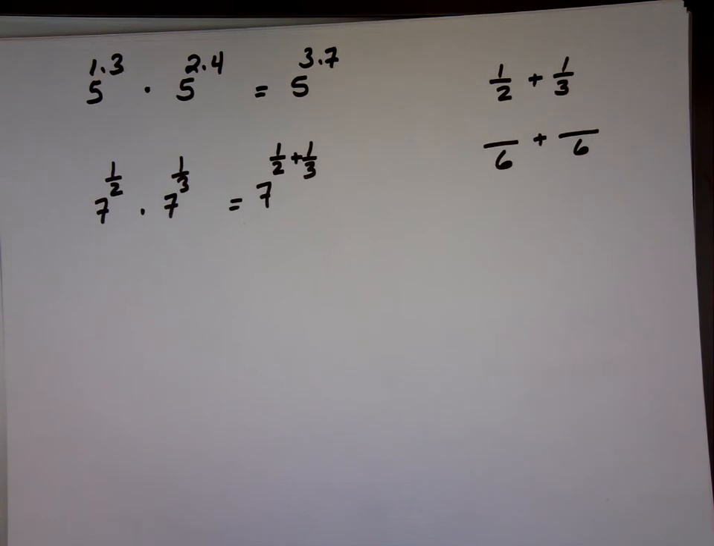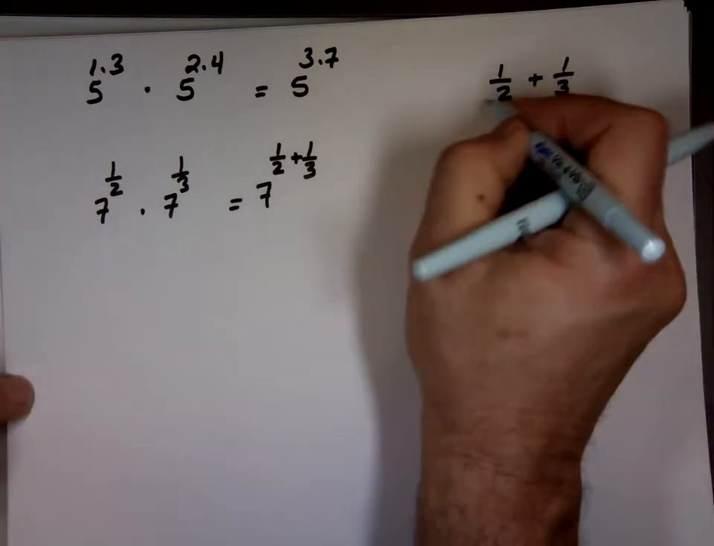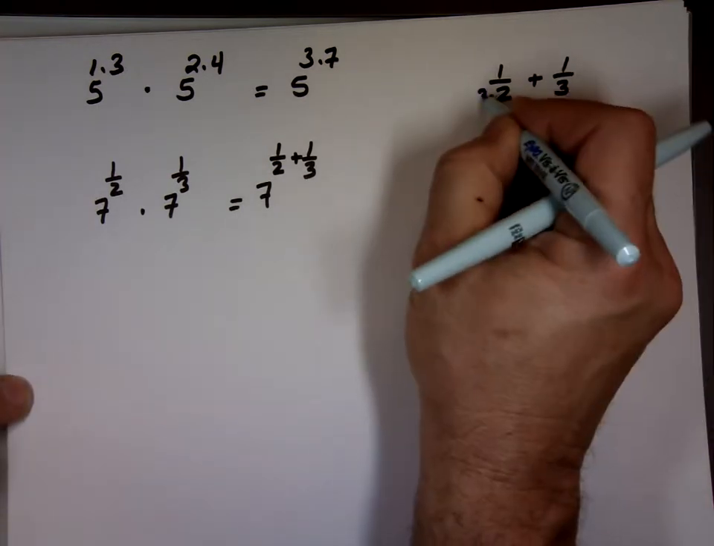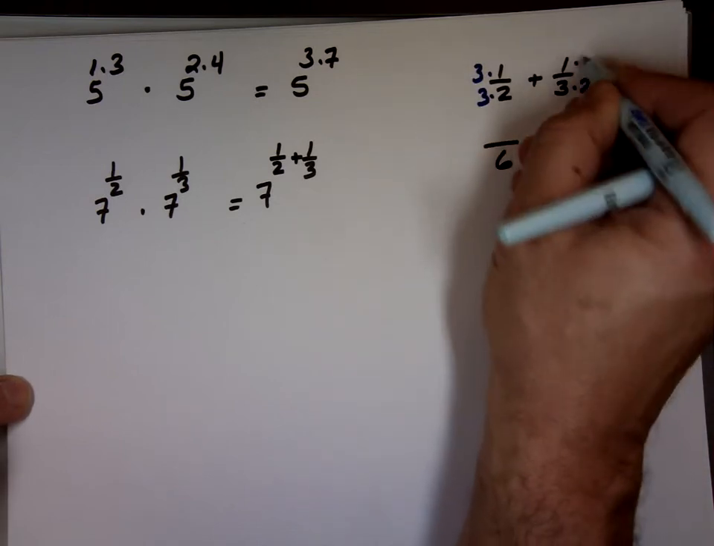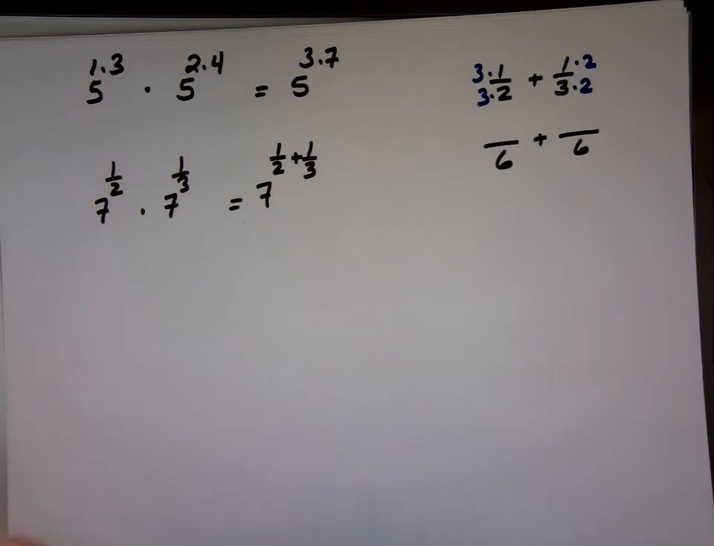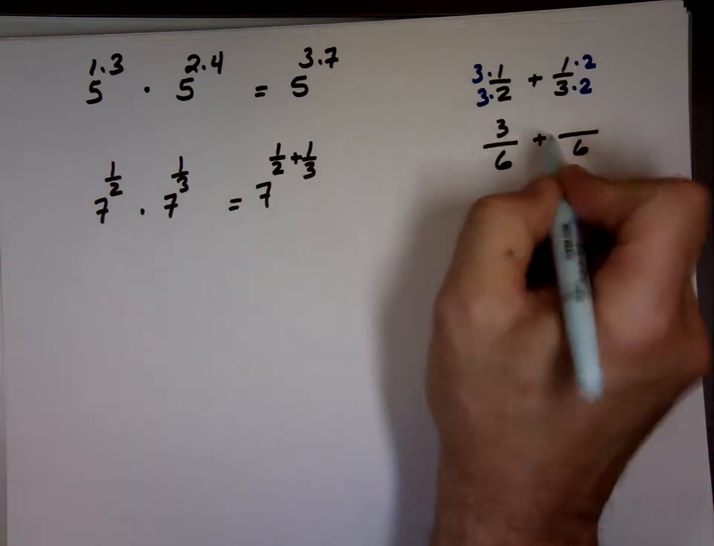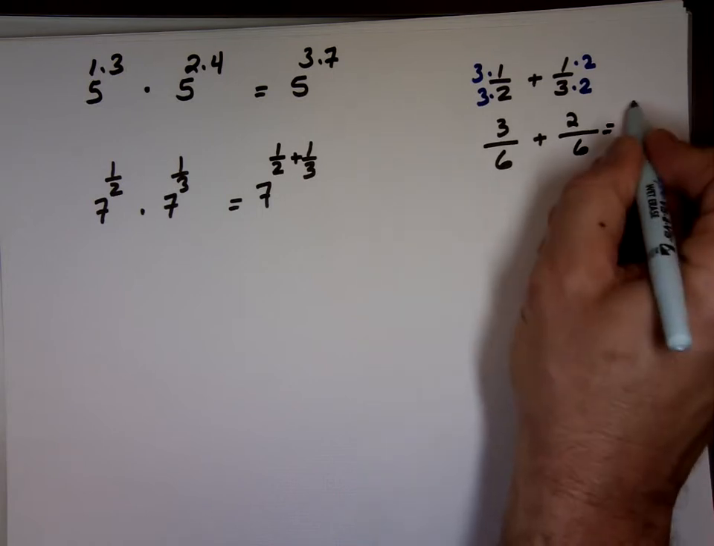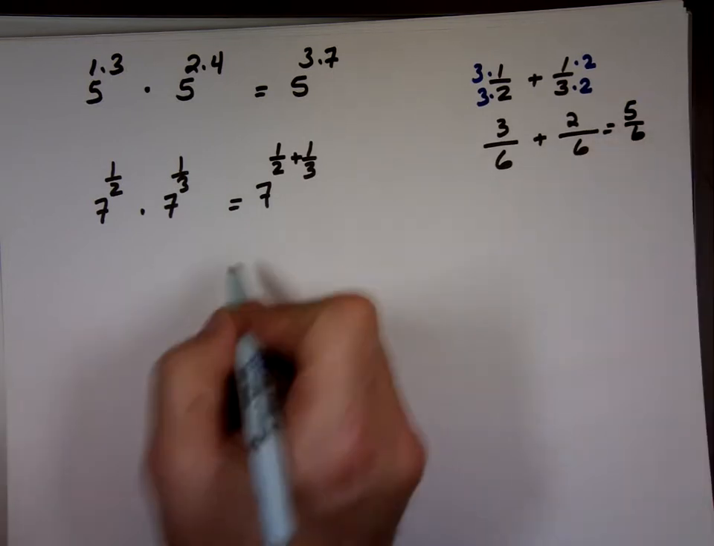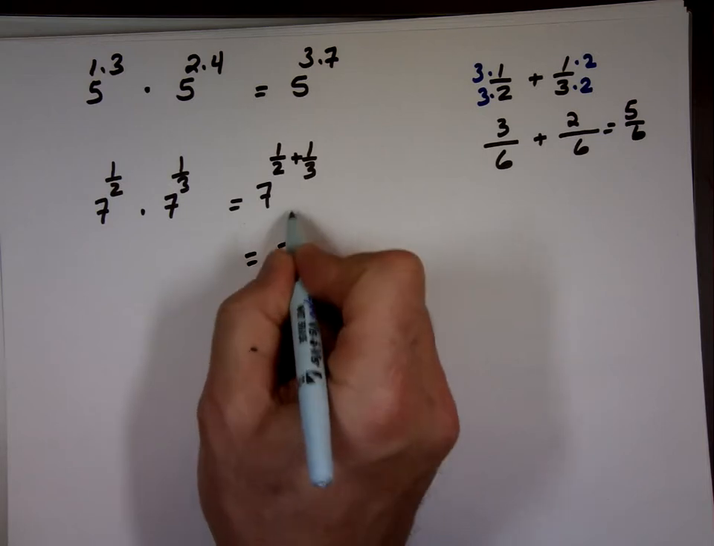Which means I gotta multiply this by 3 to make it 6. I gotta multiply this one by 2 to make it 6. That's 3 over 6 plus 2 over 6, which is what? 5 over 6. So the answer becomes 7 to the power of 5 over 6.